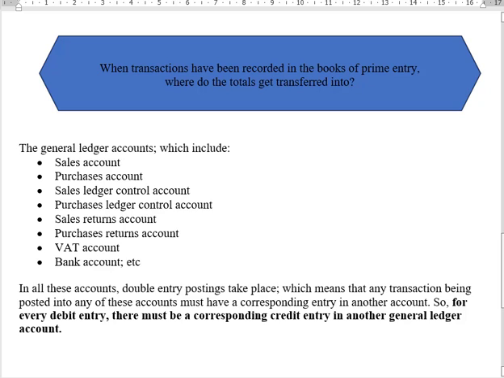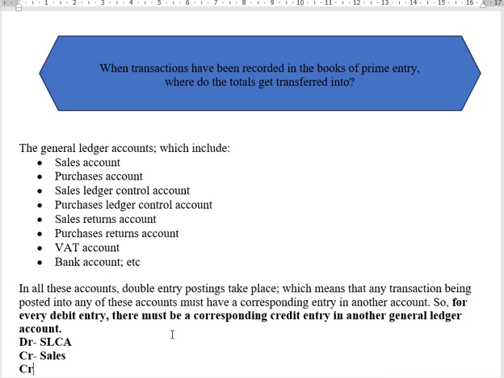So, for example, you may have your sales. If you've got a sale in any accounting period, the accounts that will be of essence will be your SLCA account if it is a credit sale. If I debit SLCA, I will need to credit the sales account.